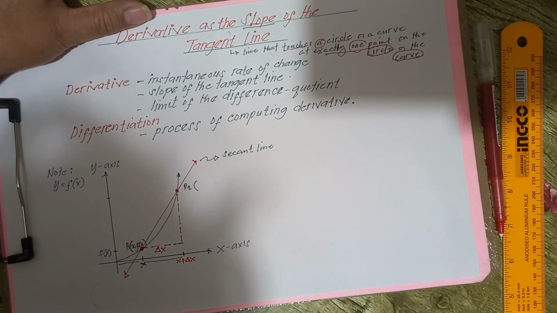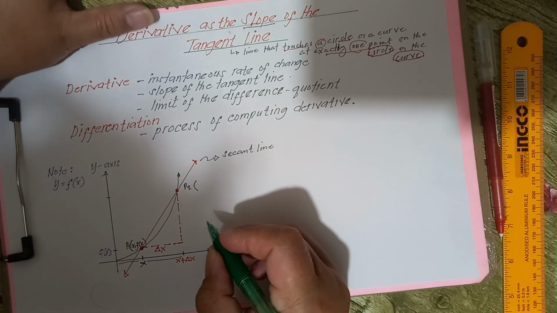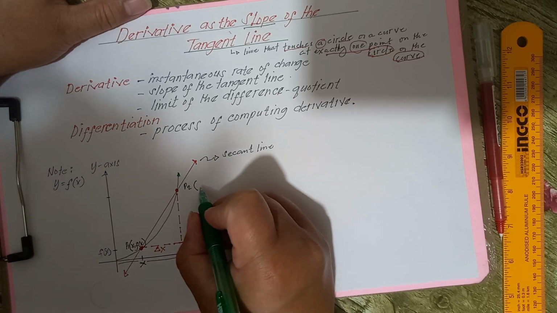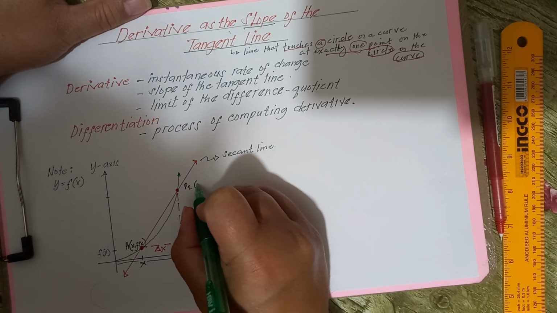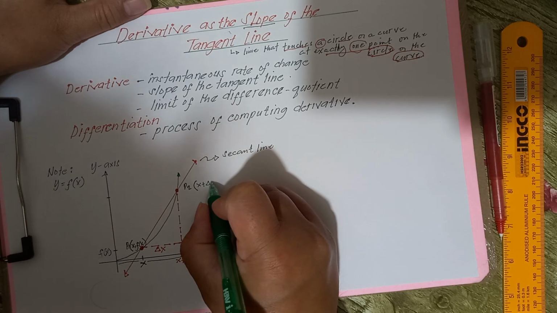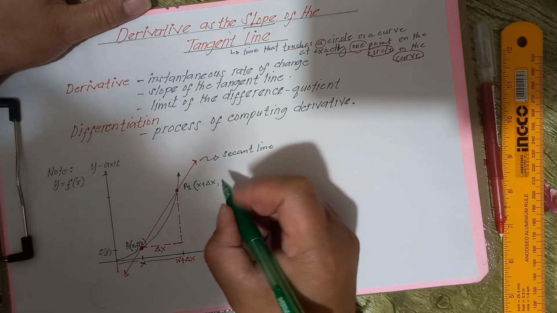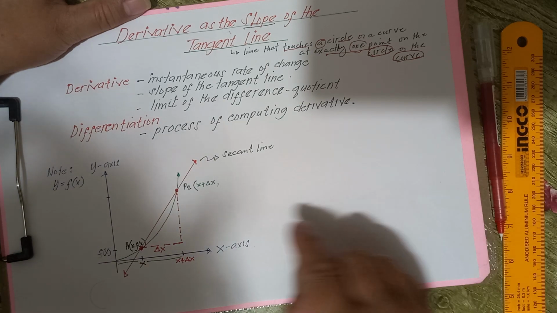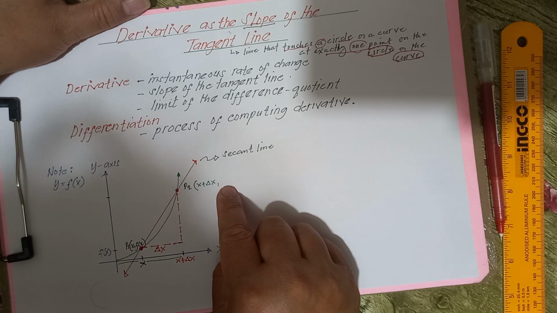Now what is the coordinate of the point 2? Allow me to make use of a green ball pen. So the value of x is x plus change of x. Okay, so what about the y in here?